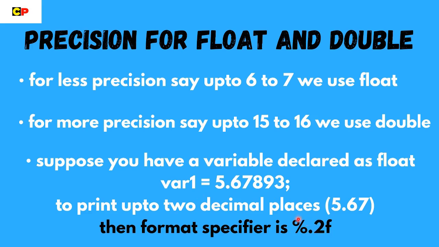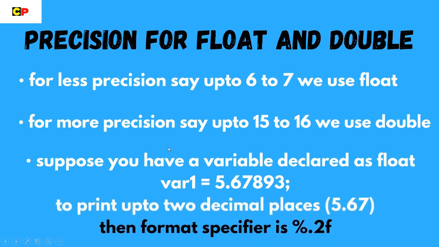Here 2 represents the precision after the decimal. That means we need precision up to 2 decimal places, so we put 2 here. If we want to print 5.678, which is 3 decimal places, we'll put 3 here. Here the dot is very important, and f is for float only. So that's all about the precision.